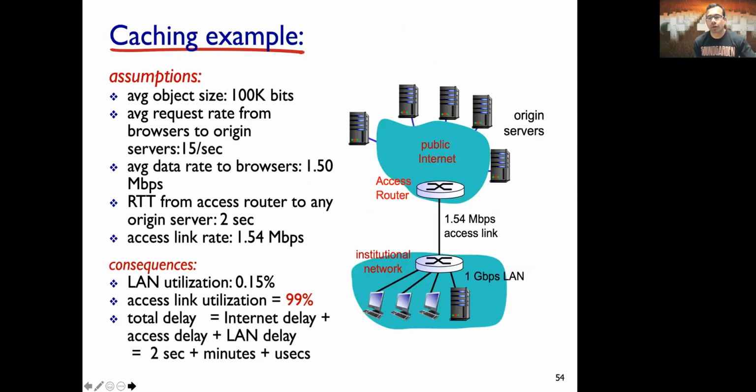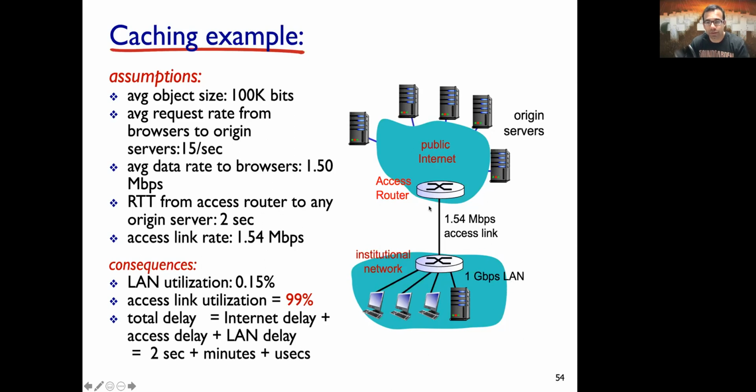So now let's look at a concrete example to see how caching can actually help. There's a bit of very simple math here. It's nothing complex. So let's make some assumptions. Let's assume there's an institutional network. Let's assume the local area network here is very fast, 1 gigabit LAN.